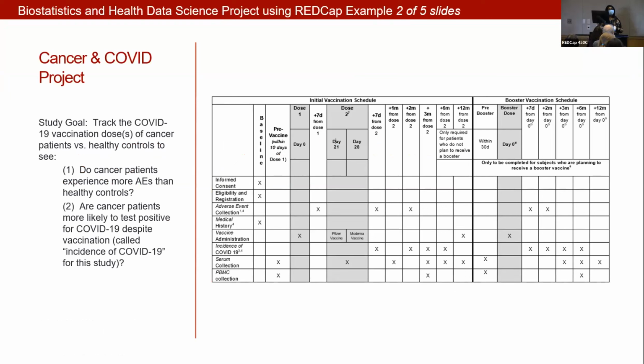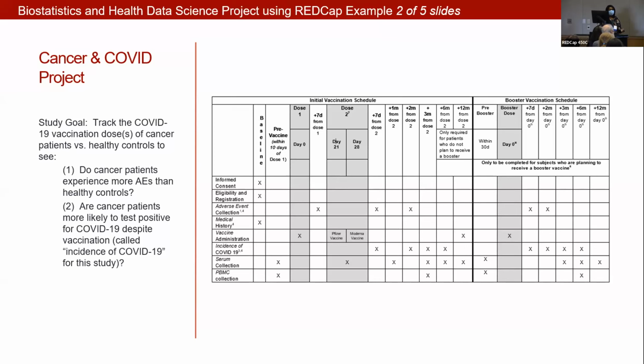The goal was to track the COVID-19 vaccination dose of cancer patients versus healthy controls. And the answers that they were looking for were: do cancer patients experience more adverse events than healthy controls? Are cancer patients more likely to test positive for COVID-19 despite vaccination? And so this is the calendar that we were looking at in our protocol.